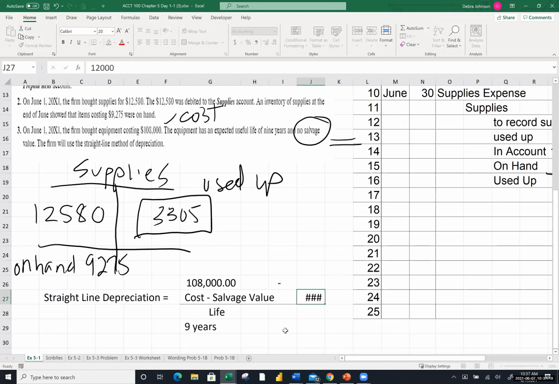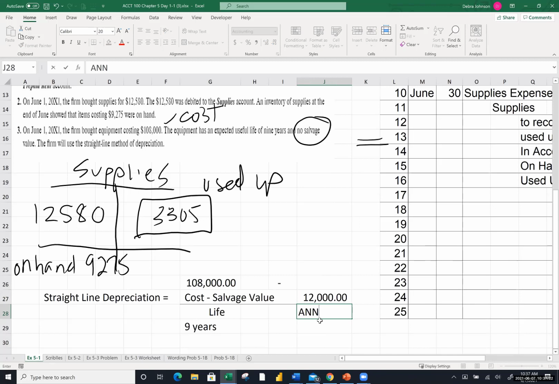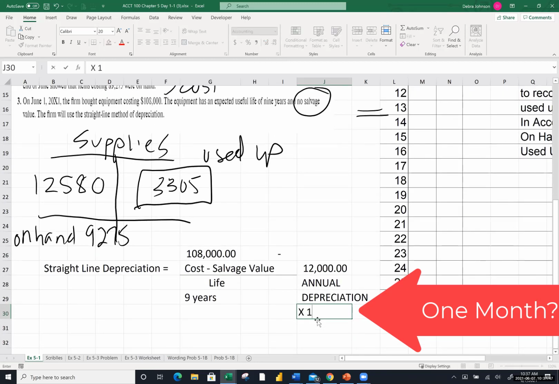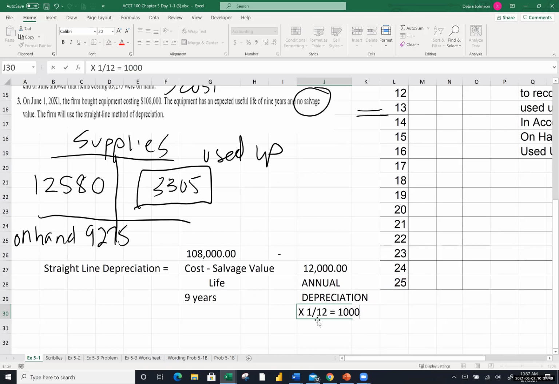So be careful. This is my annual depreciation, right? Remember our time period. We're not doing this for 1 year. We're doing this for 1 month. So what we need to be careful of is that we only take 1/12 of that. This is for 1 month. So 1/12 of 12,000 is going to be 1,000.